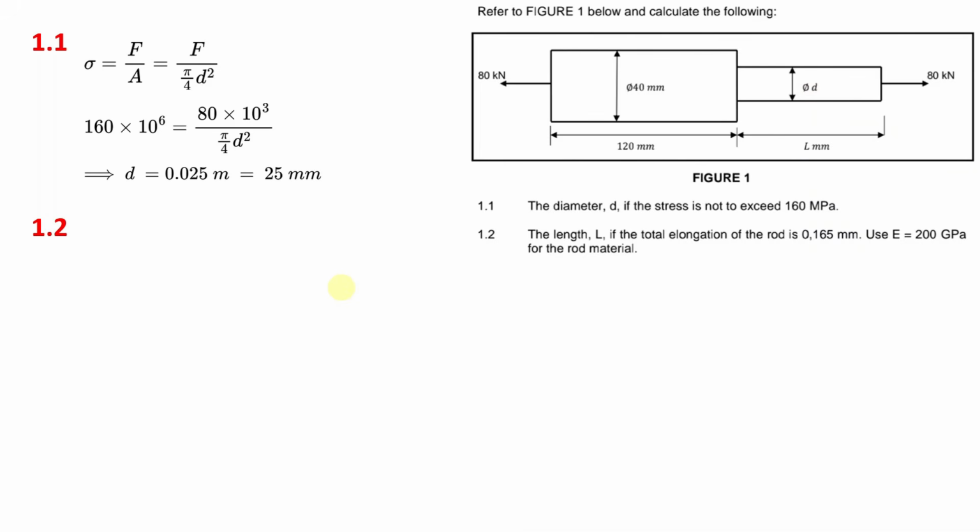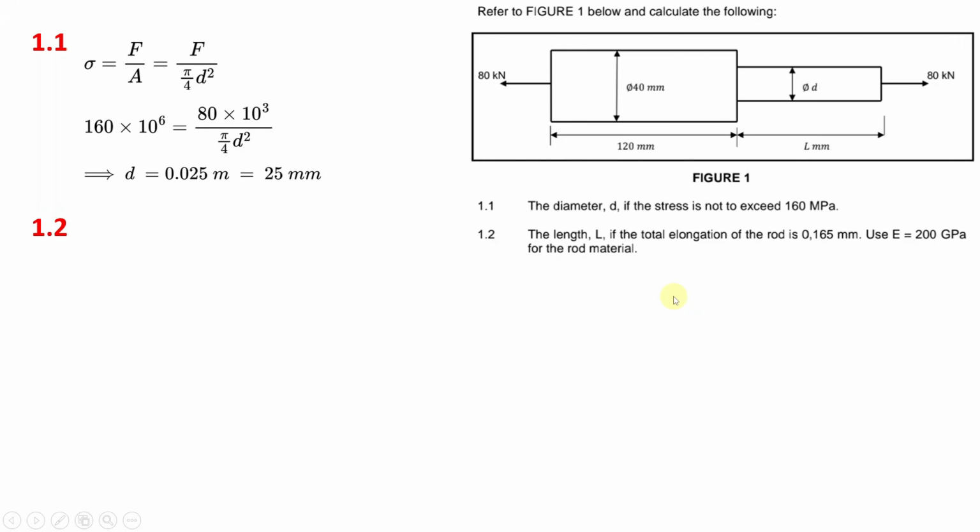Now, for question 1.2, we need to find the length L. The length L is the length of this segment here. That is L. We need to find that length if the total elongation of the rod is 0.165 millimeters, and they gave you the Young's modulus.